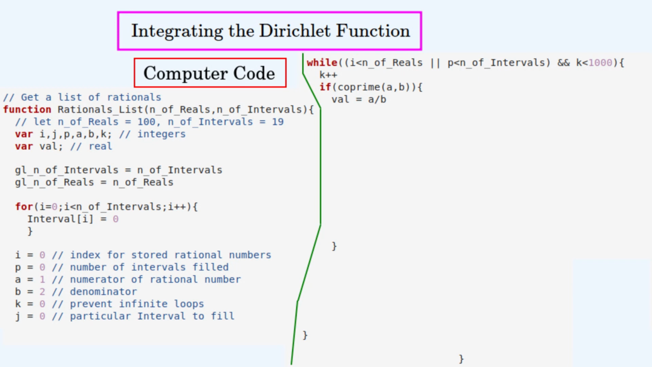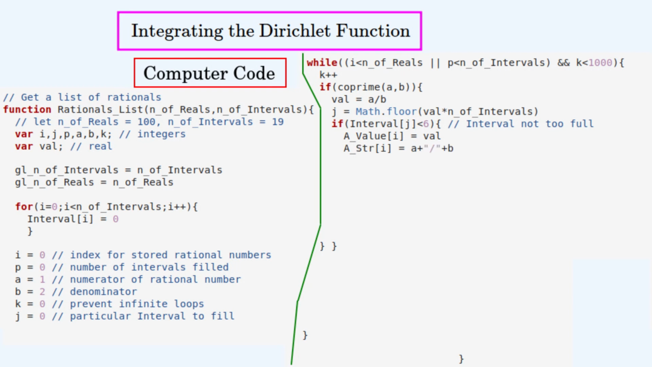So we'll only include the fraction A/B if these two numbers are coprime, because if they aren't, then they could stand for another fraction that we've already found, like 2/4 is equal to a half. Then we'll evaluate this fraction's decimal value. We'll calculate the interval that it's in. If this interval isn't full yet, that is, it has less than 6 entries, then we'll start storing this number. We'll start by storing its decimal value, and then we'll store its name or string value.